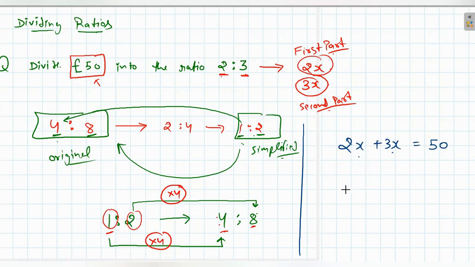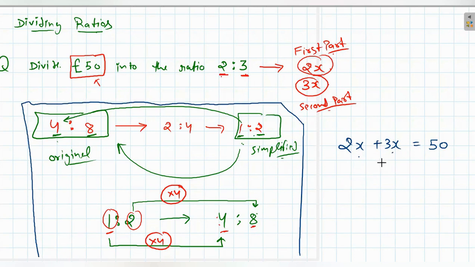Can we find out x from there? Yeah, we can, because then 50 divided by 2, then divided by 3. So we can find x. No. 2x plus 3x will be how much? 2x plus 3x, oh, 5x. So divided by 5. Yeah, perfect.